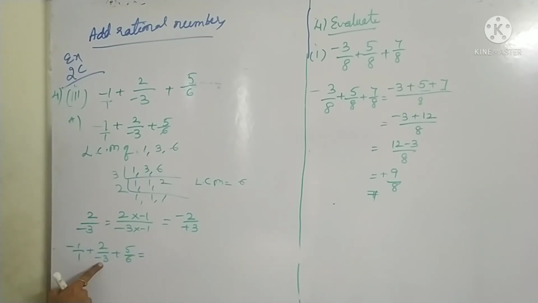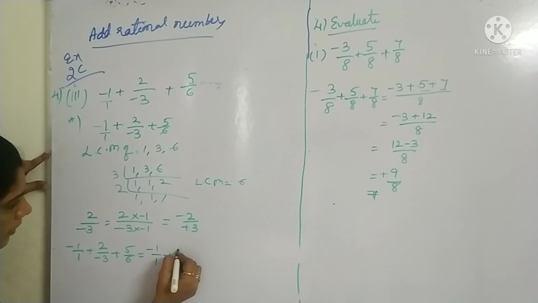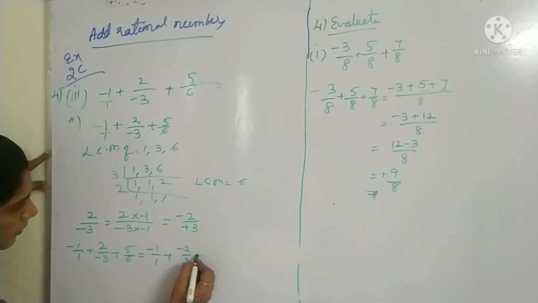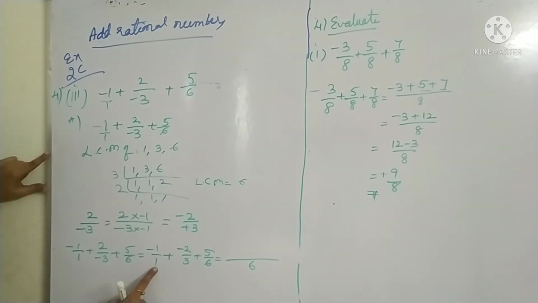And after this we have converted this negative denominator into positive now. First write down that one. Minus 1 by 1 plus minus 2 by 3 plus 5 by 6. Now what is the LCM here? 6. Right? First one, 1 into 6, 6. With this 6, multiply the numerator. What is this one? Minus 1. What do you get here? Minus 6.